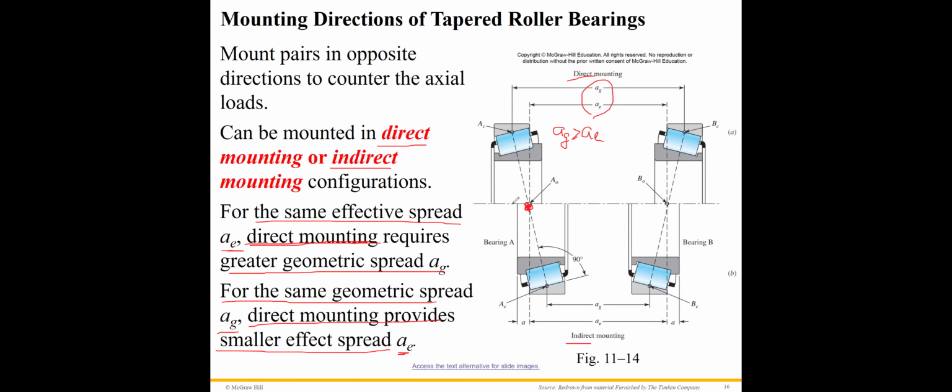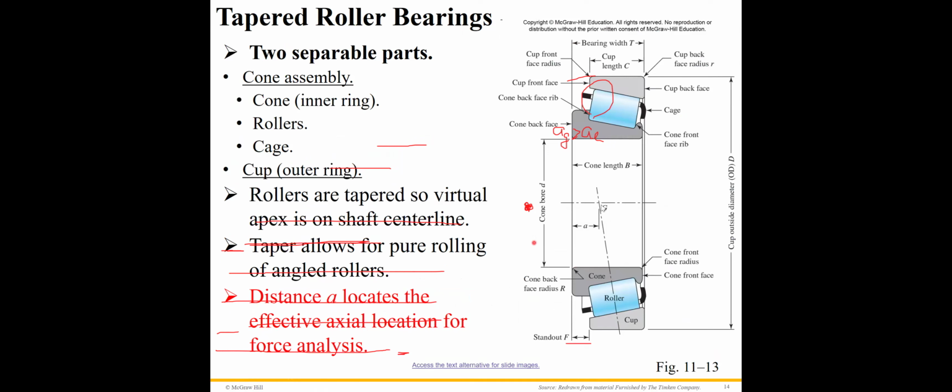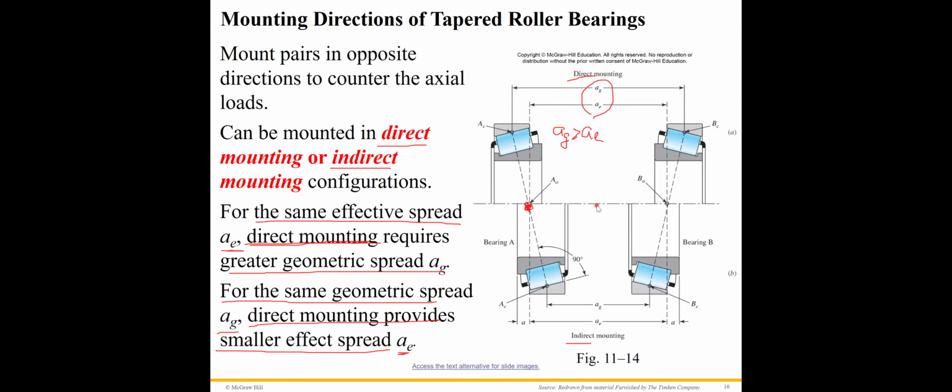If you still remember what I mentioned previously, right here. So we define the AG, which extends this force line. We extend it, and there's an intercept here, and also an intercept here with the taper roller bearing.